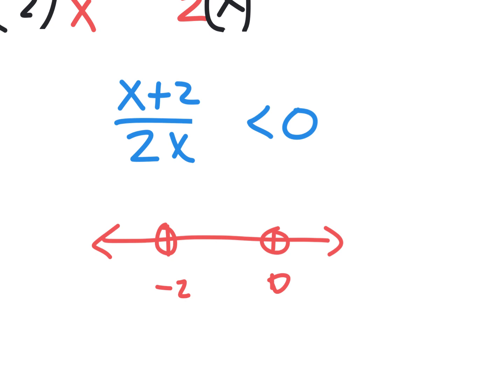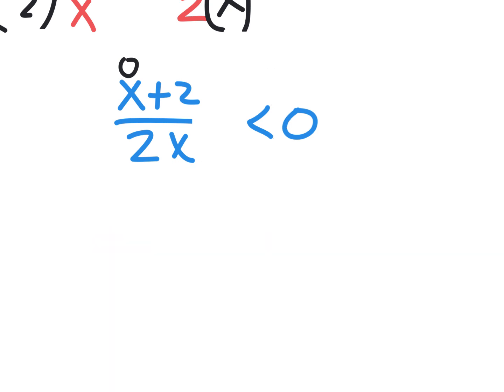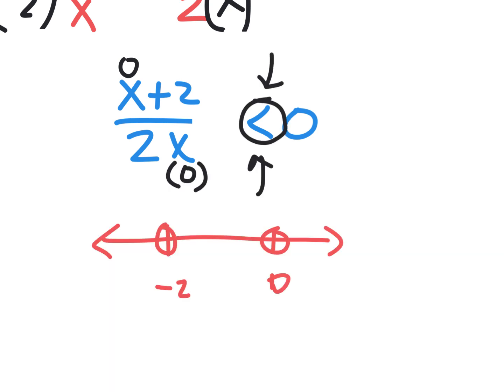Let's take them one at a time. -2. Does that make this equation satisfied? It makes it 0. Is 0 less than 0? No. So then it doesn't work, so we leave it empty. How about the 0? If I put in 0, does that satisfy this little symbol? Does it make it happy or not? No, because you can't divide by 0, so both of them are empty.